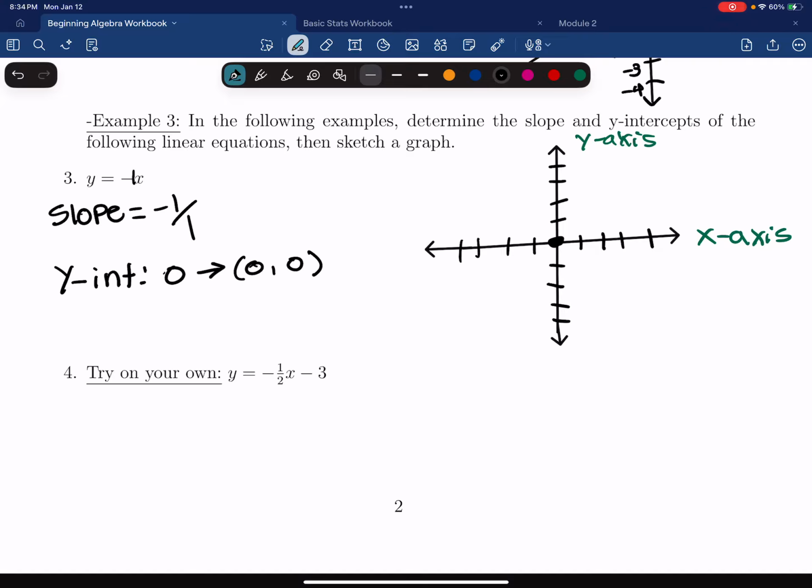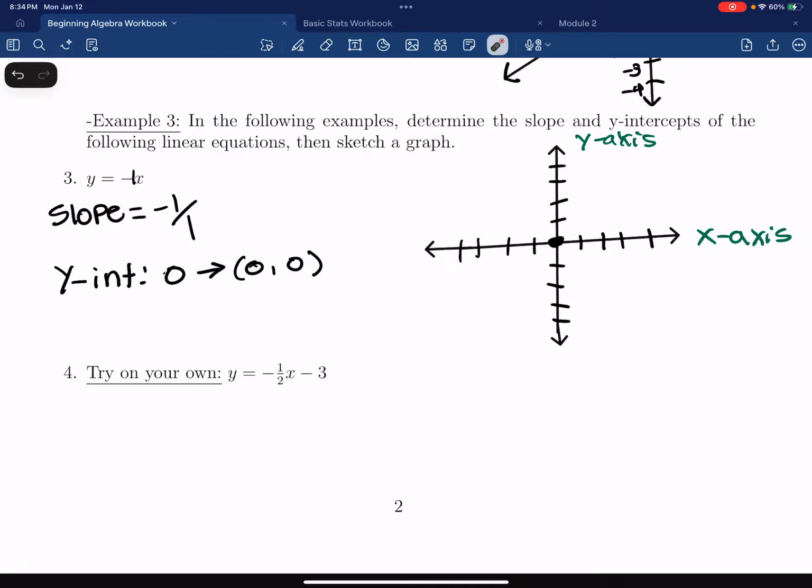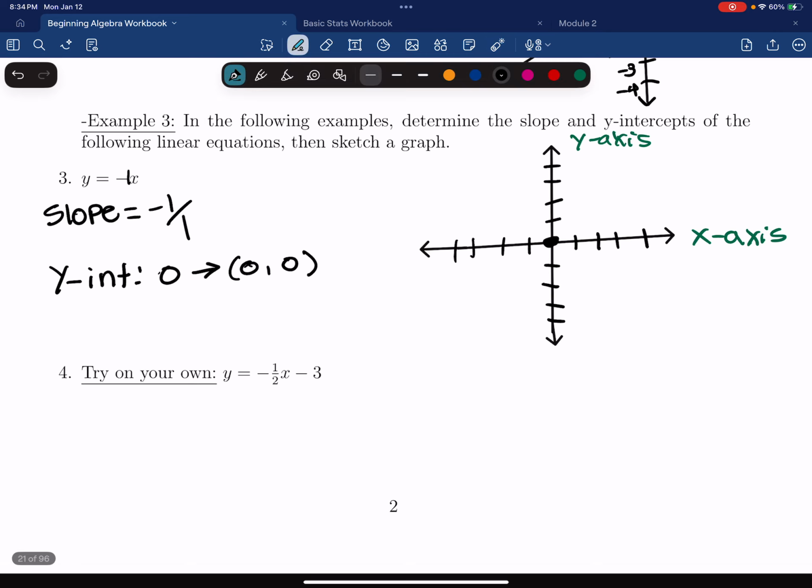Okay. So our slope is negative 1 over 1. So our rise is negative, which means we're going to go down 1. But then we're going to go right by 1. So we're going to have a point here. And then we're going to go down again by 1 and right again by 1. Down again by 1, right again by 1. Down again by 1, right again by 1. Okay.